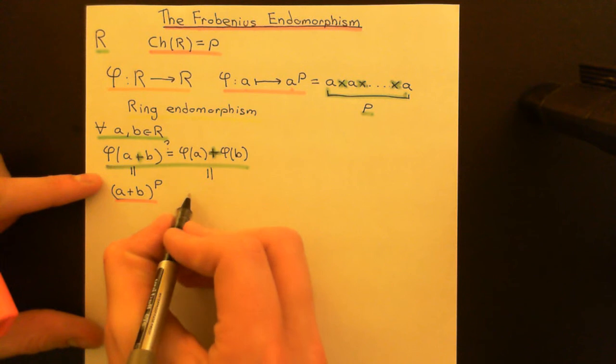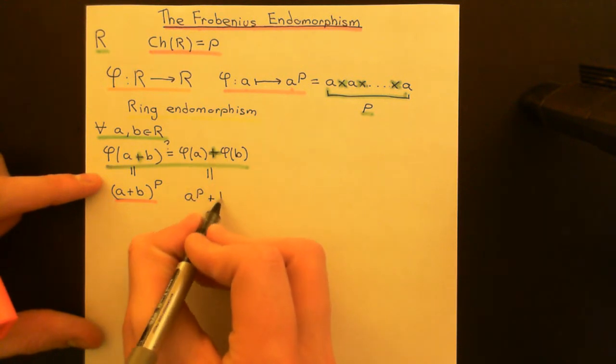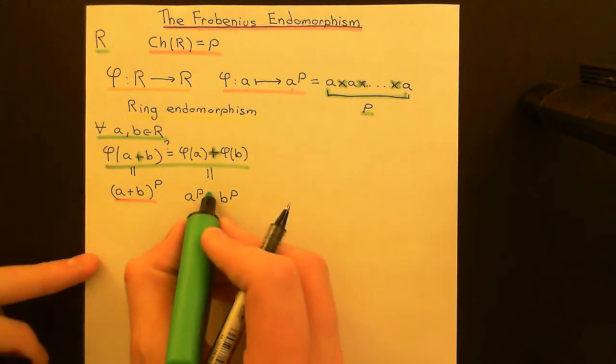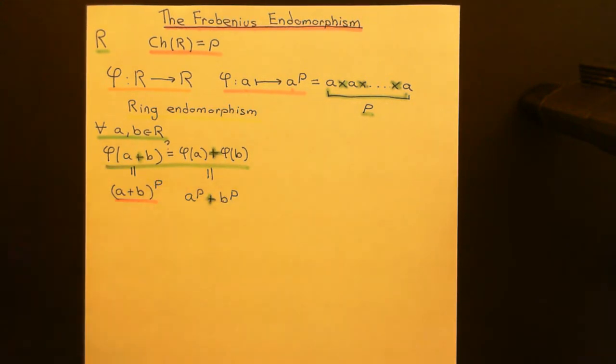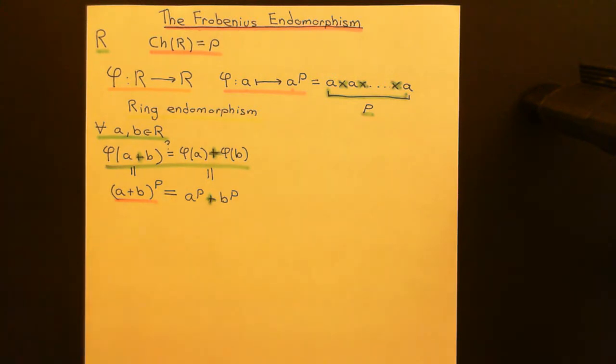Well, phi of A is just going to be A to the power of P. Phi of B is just going to be B to the power of P. Okay, so we want to prove that (A plus B) to the power of P is equal to A to the power of P plus B to the power of P. Now, just from your understanding of classical algebra, you should be thinking, oh, that doesn't look nice. And indeed, it isn't going to be true in a general ring, okay?